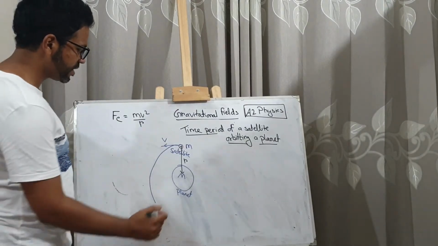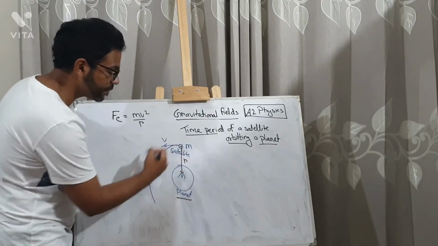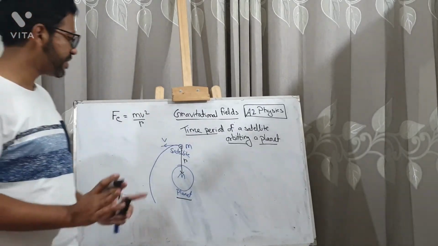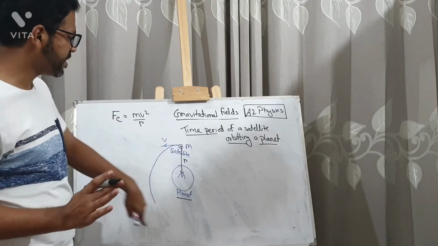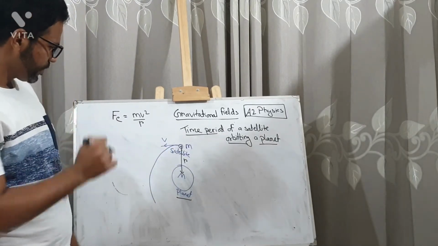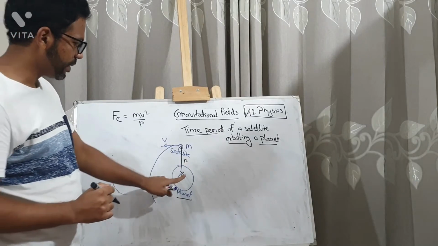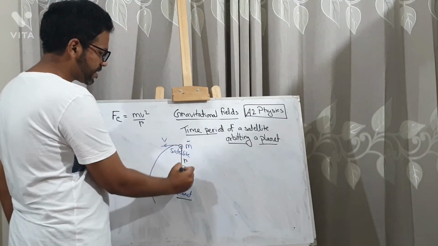So here we have a situation where we have a planet and a satellite orbiting the planet. The satellite can be an artificial satellite or a natural satellite of the planet, it does not matter. It's a satellite orbiting the planet around it. Now, we know the mass of the satellite and we know the mass of the planet. This is given by small m, this is given by capital M.